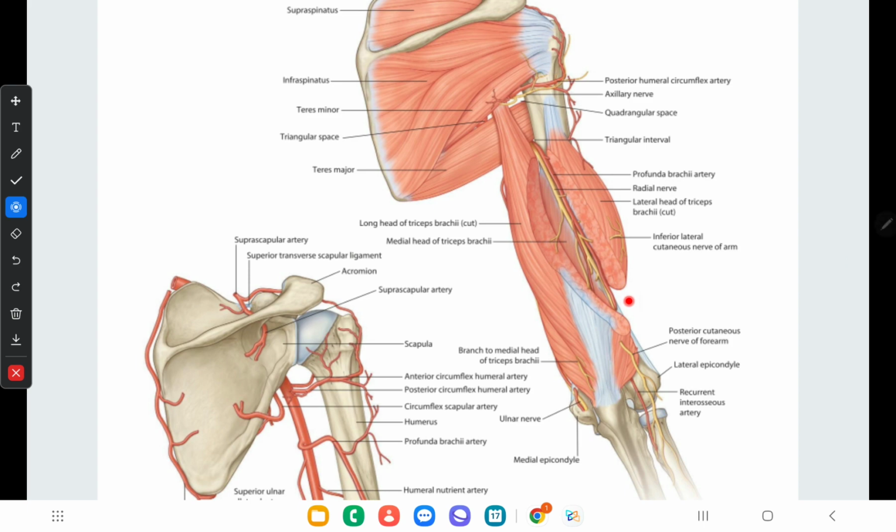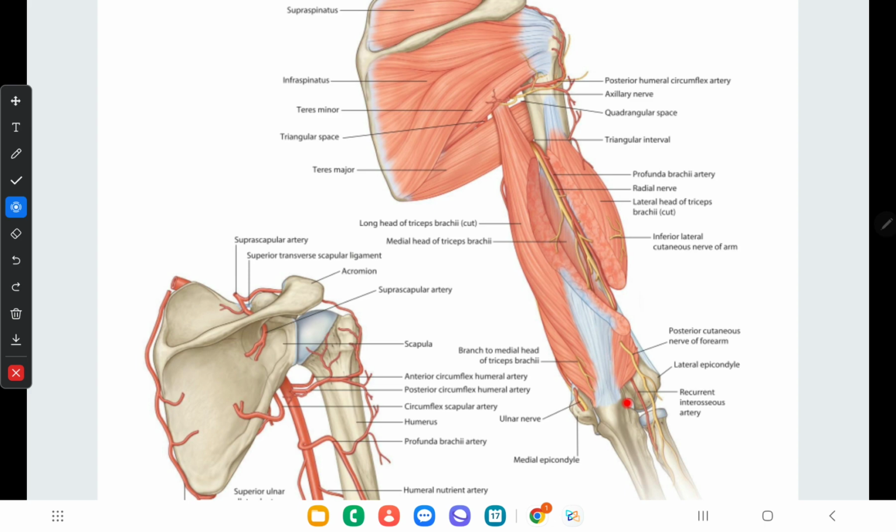When the radial nerve is in the radial groove, or we call it the spiral groove as well, branches are given to the lateral head and medial head of the triceps muscle, and there is a muscle called anconeus. A branch is given to the anconeus muscle as well. What are the branches to the muscles? To the lateral head of the triceps brachii, then to the medial head, then to the anconeus muscle.